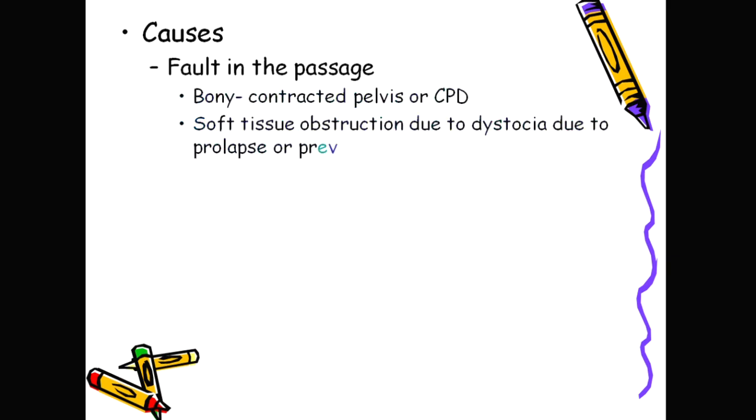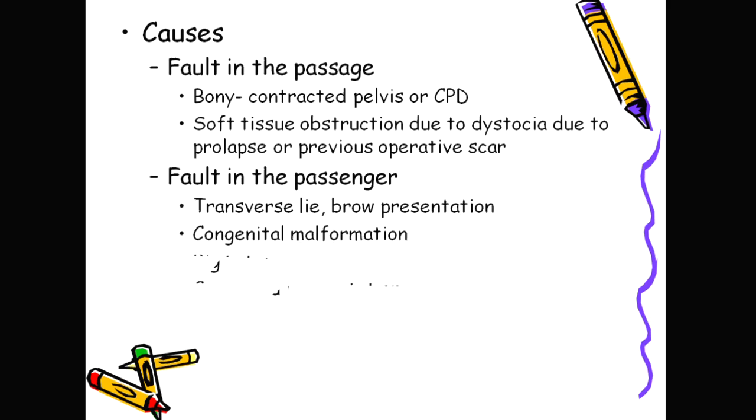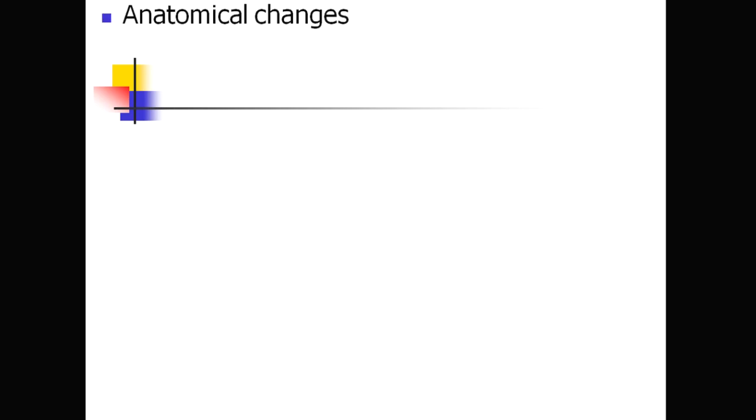Causes: the fault in the passage. Passage is the pelvis: bony contracted pelvis or CPD. Soft tissue obstruction due to dystocia, due to prolapse or previous operative scar. Then fault in the passenger: transverse lie, brow presentation, congenital malformation of the baby, big baby, compound presentation, locked twin.